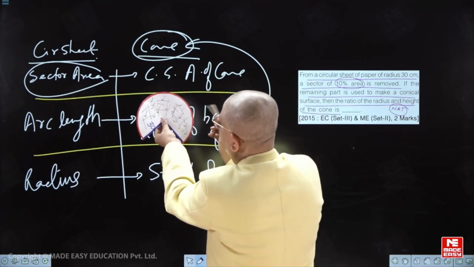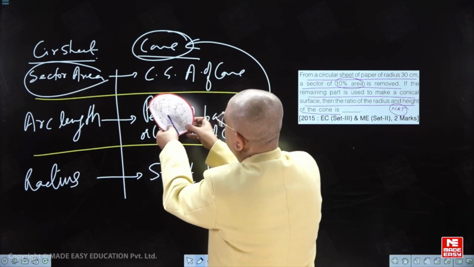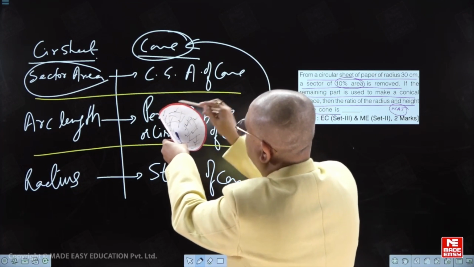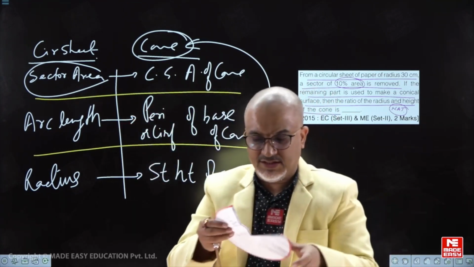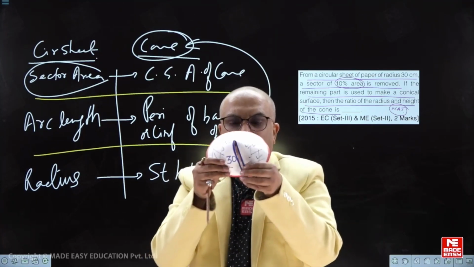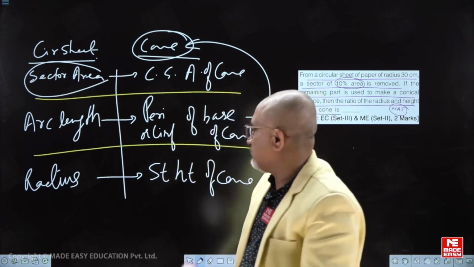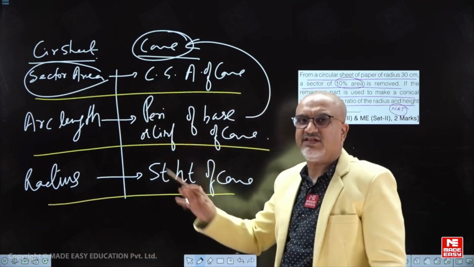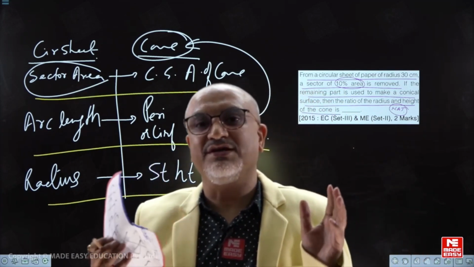The arc length will make for the circumference of the base of the cone. The red line arc length will make for the circumference of the base of the cone. And the third important parameter we can see here is the radius of the circular sheet. The radius of the circular sheet will make for the slant height of the cone. These three things, and from any sector you can make any cone, and everything is manageable here.